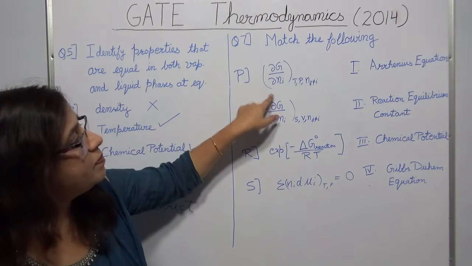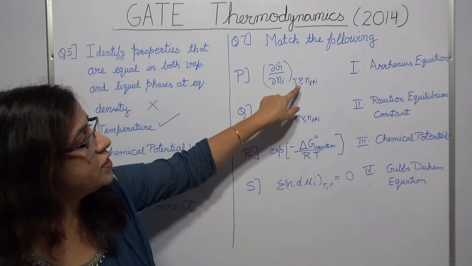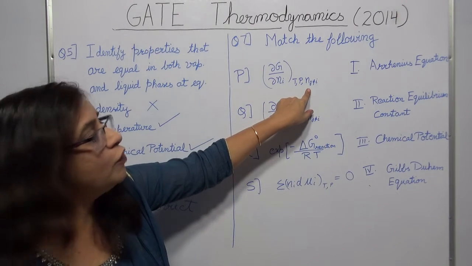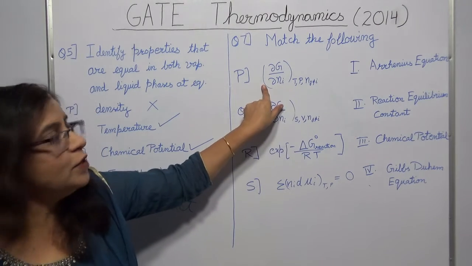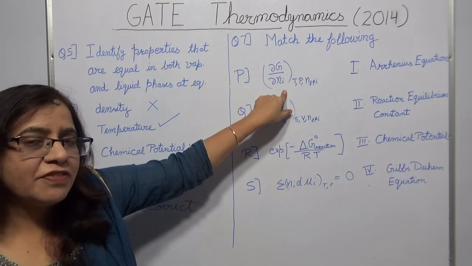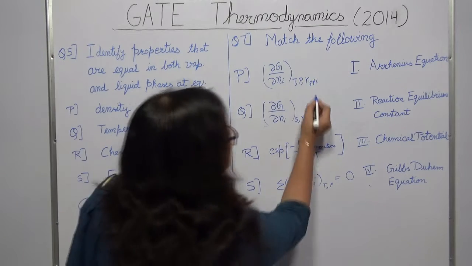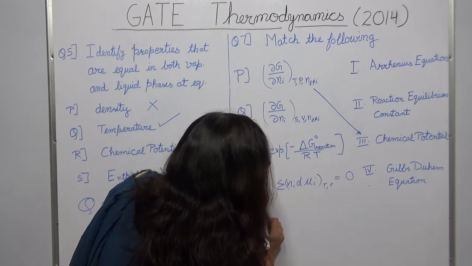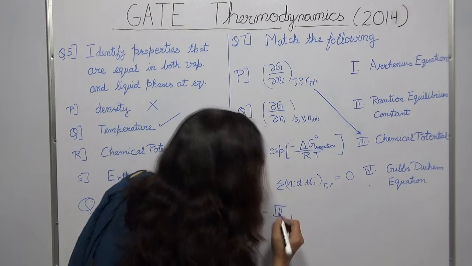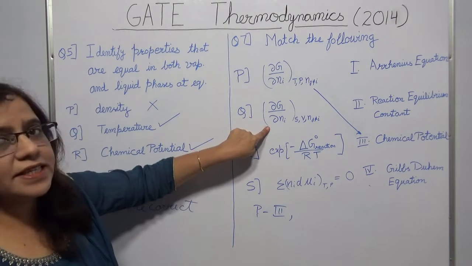Del G by del Ni at constant temperature, pressure and number of moles of all the species j except i. Immediately you know what this is. This is nothing but the definition of your chemical potential. So I am going to match this with chemical potential. So my P matches with 3. Next, let's see this option.